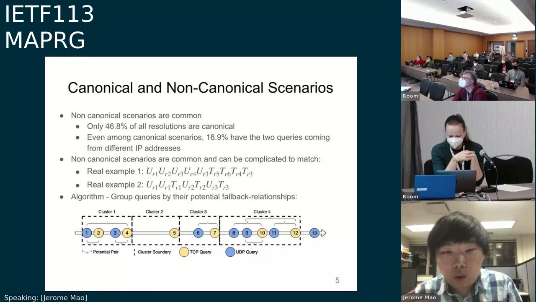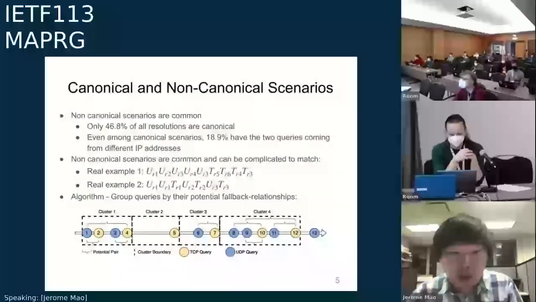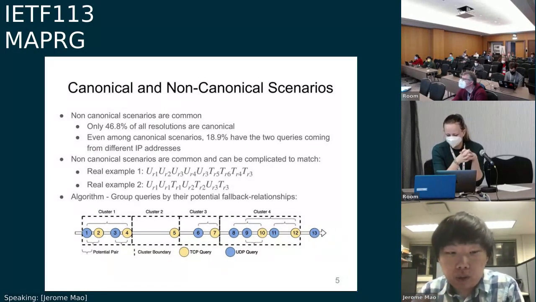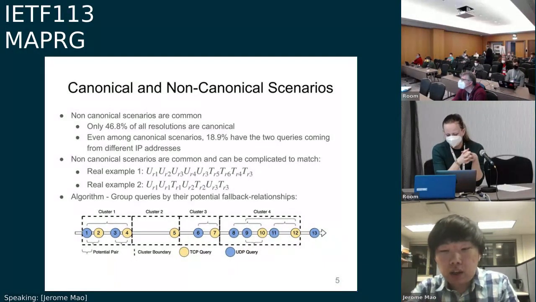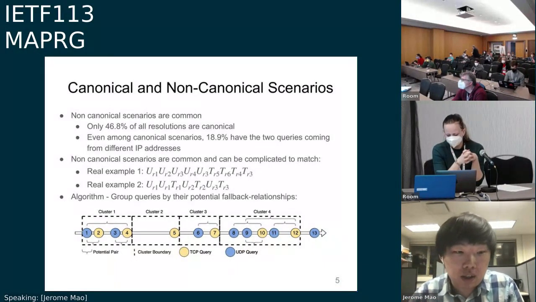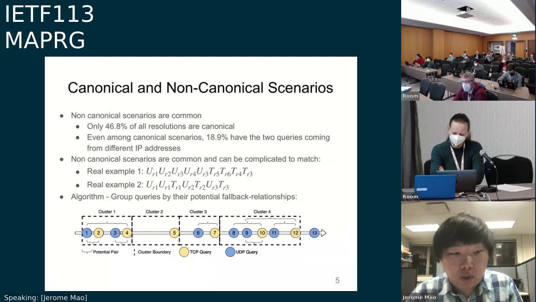So we have developed an algorithm that tries to group the queries into clusters by their potential fallback relationships. We assume that the maximum gap between a UDP query and its real TCP fallback query is 2 seconds. You might be wondering, what is a cluster? A cluster is a group of queries, and a cluster ends with a DNS over TCP query. In addition to that, 2 consecutive TCP queries in a cluster are preceded by at least one UDP query.